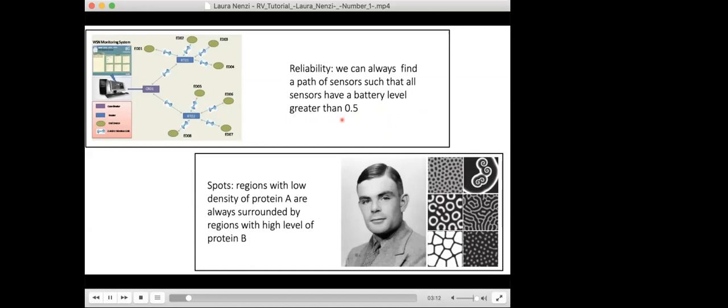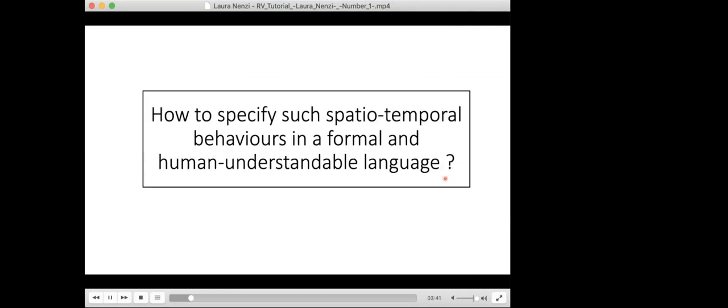And in the last one, we can take one particular type of pattern as an example, that is spots, so the formation of spots. And this can be described in words as: we have some regions with a very low density of a protein A, and these are surrounded by regions with a high level of protein B.